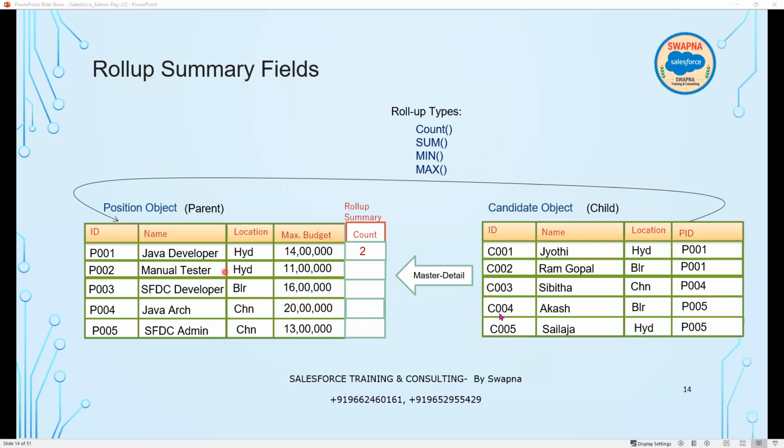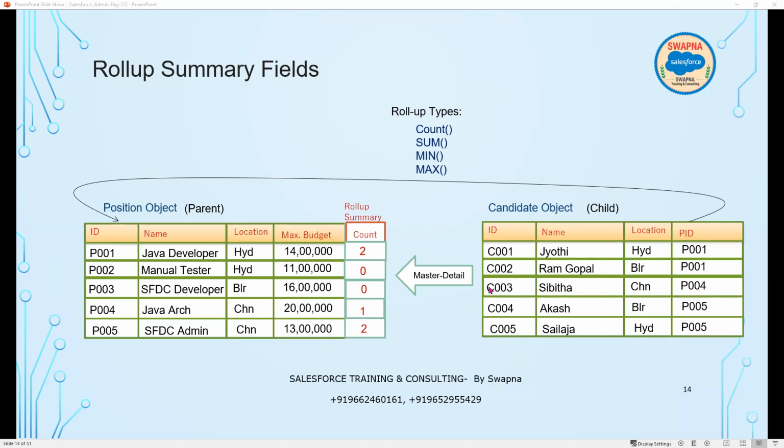But P002, do I have anybody linked to P002? Nobody, so I'll get 0. P003, I do not have anybody linked, so the count is 0. P004, Sipita is applied, so one candidate, the count is 1. P005, SFDC admin, two members applied, so the count is 2. Like this, we will get the count.